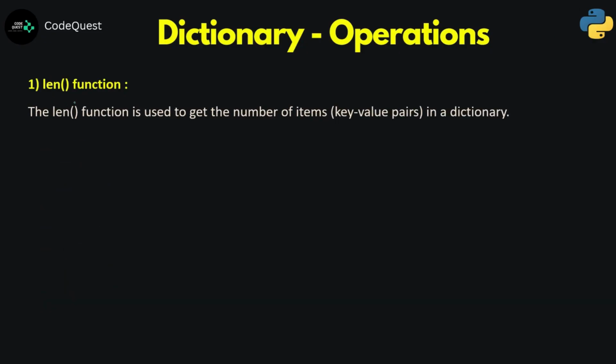Now the len function, which is a very common one for each of the data structures we have used already. This is just going to calculate the number of items present. Earlier, we know there was a single entity as one item for each data structure, but now we have a key value pair. So each key value pair is considered as one item. So we can call the len function on a specific dictionary and find out how many elements are present.